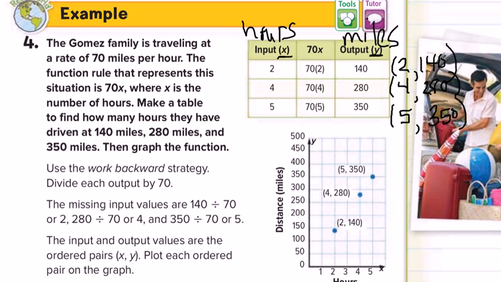So then I can create a coordinate plane, which they've done here below for us. So the hours is your independent variable, so your input's always going to be your x value, okay, and your dependent variable will always be your y value, okay, and that's always going to be your output. So we've got hours on the x-axis and distance or miles on the y-axis there. So then we can plot the points of 2, 140, and 4, 280, and 5, 350.